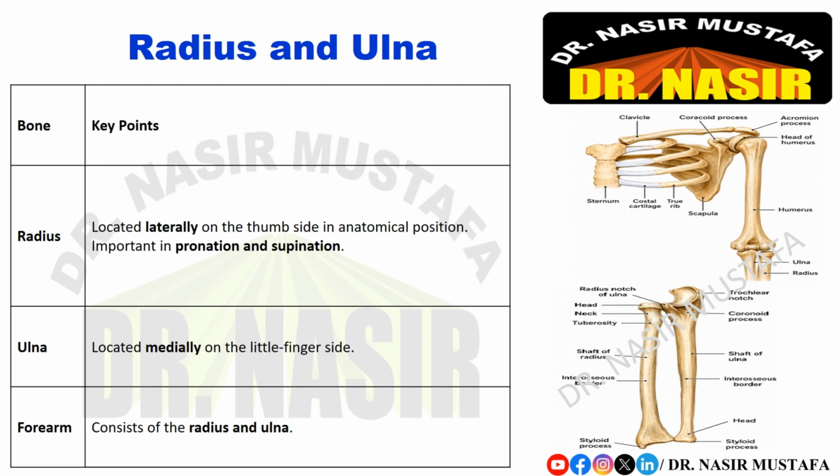In the anatomical position, the radius is located laterally on the thumb side, while the ulna is located medially on the little finger side. The radius plays an important role in movements of pronation and supination of the forearm.